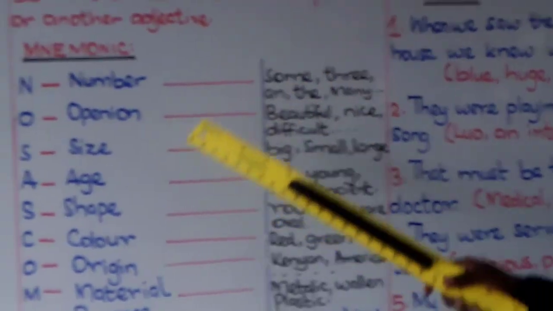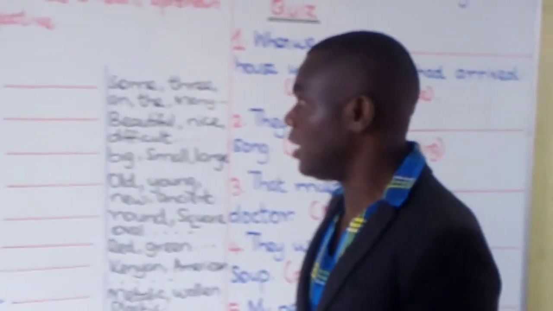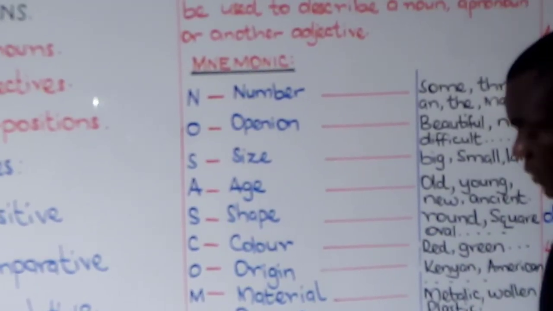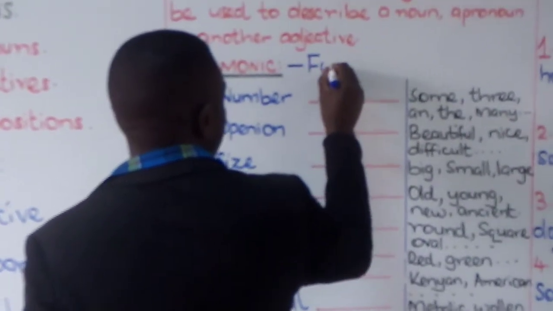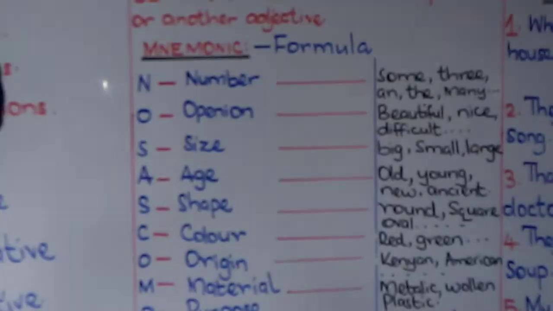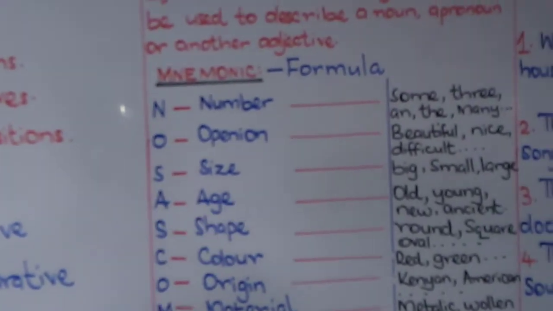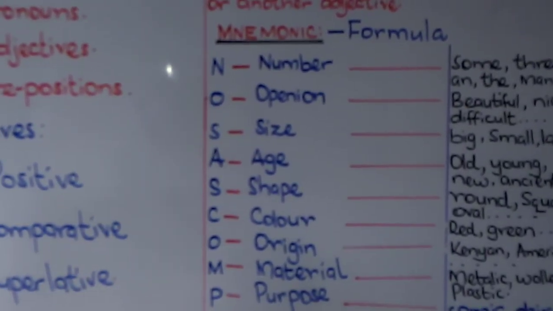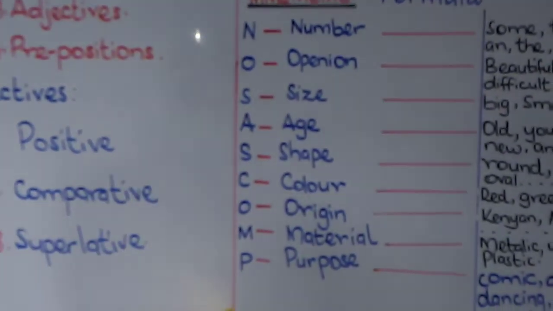And so I have crafted a mnemonic to remember. A mnemonic is a formula to be able to know how we arrange the adjectives in the right order. So formulae are not only in mathematics. Formulae are also in other subjects. The mnemonic is NOSASCOM. Read the word going.